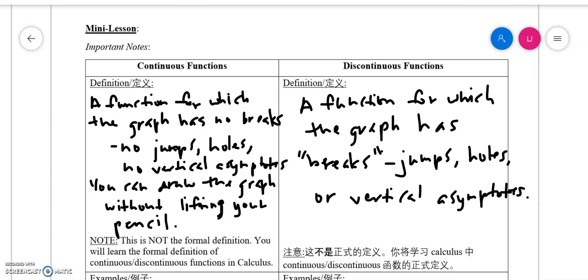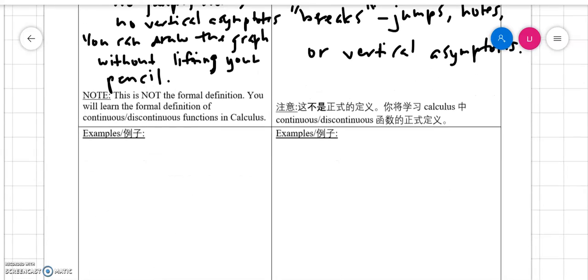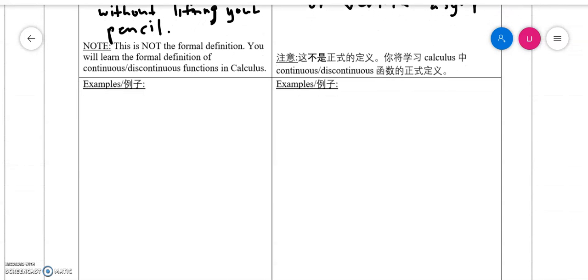All right, but what do these mean? What are jumps, holes, and vertical asymptotes? So I'm going to draw some examples down under discontinuity. You have some continuous examples at the end of this packet. But a jump, for example, is when the graph literally stops and then moves somewhere else. So we just learned about a kind of piecewise function that does this, and that is a step function. So remember, a step function, you have a value and then it literally jumps up to another value. So those are jumps.